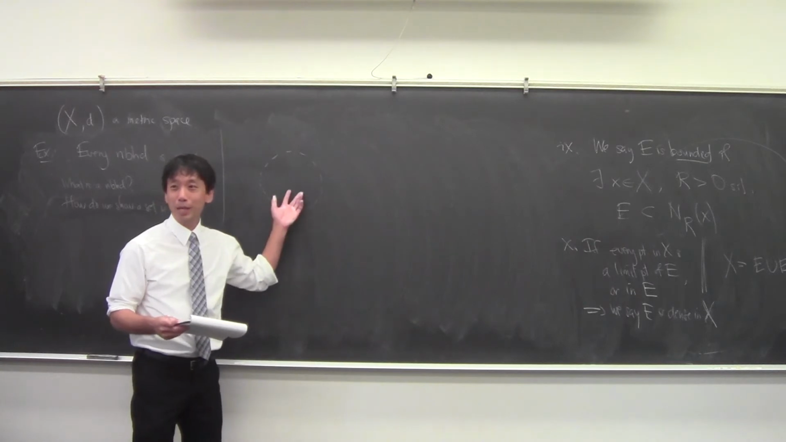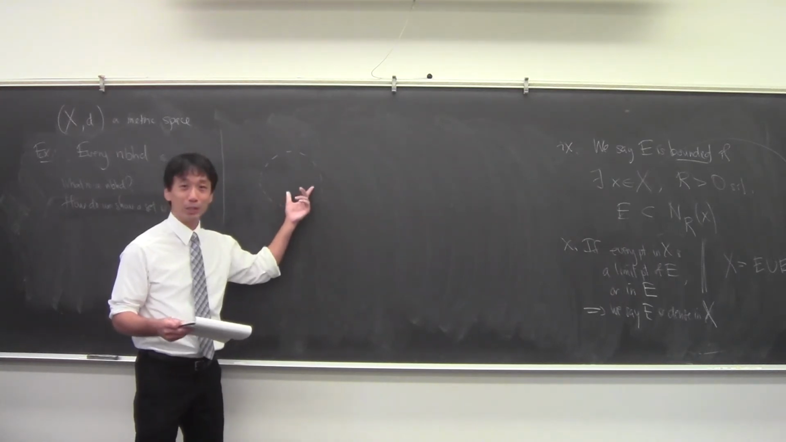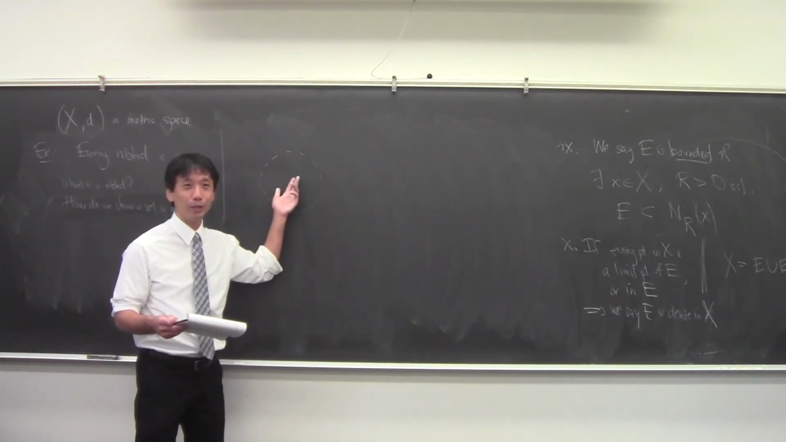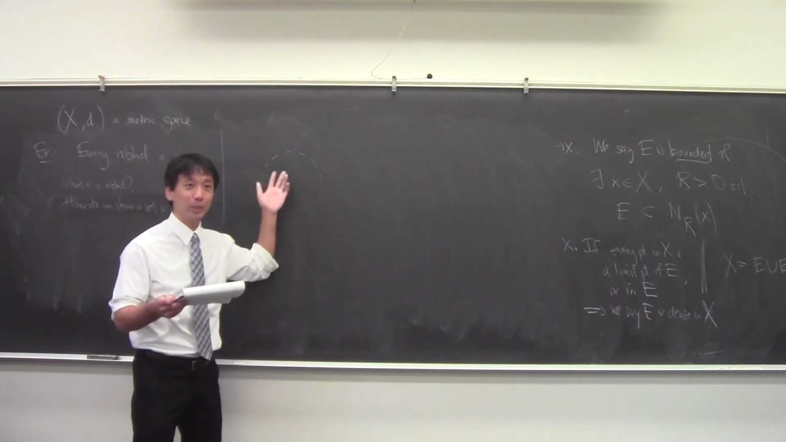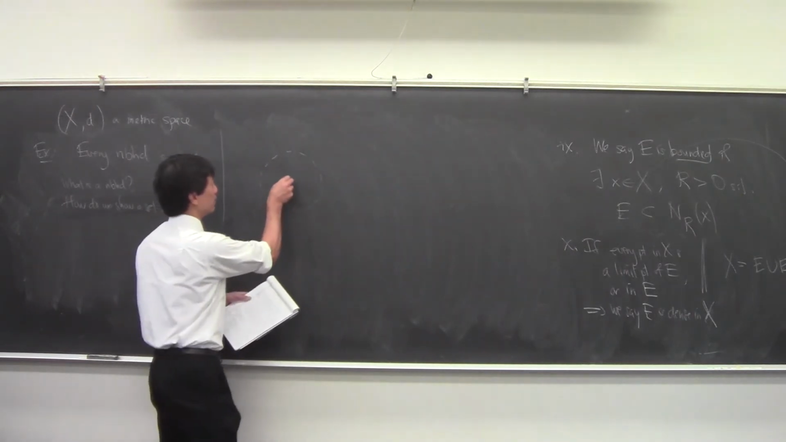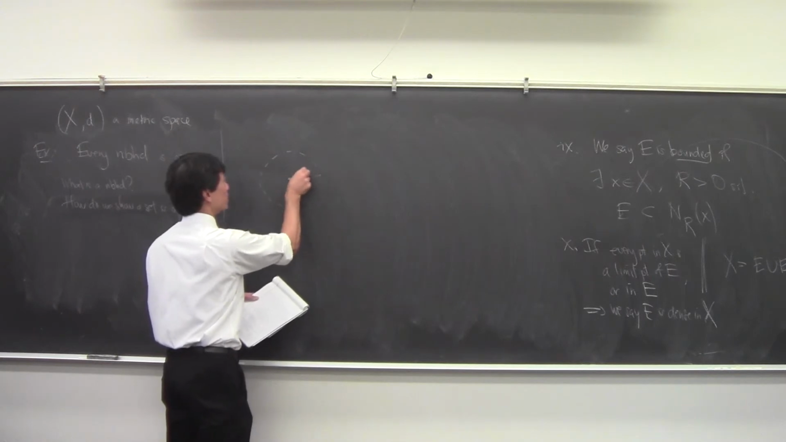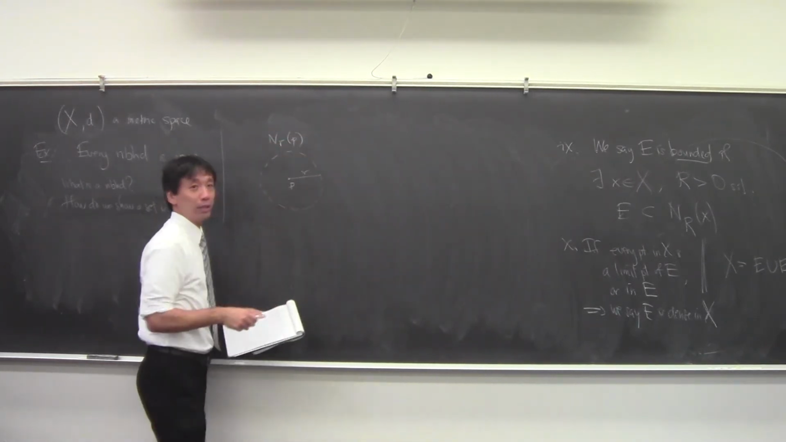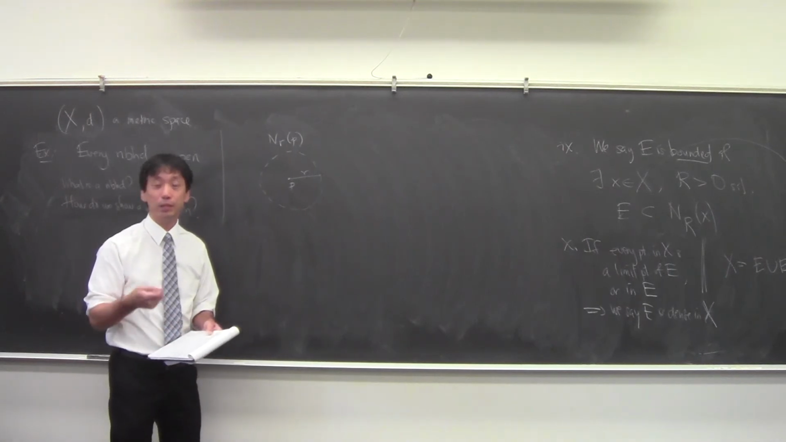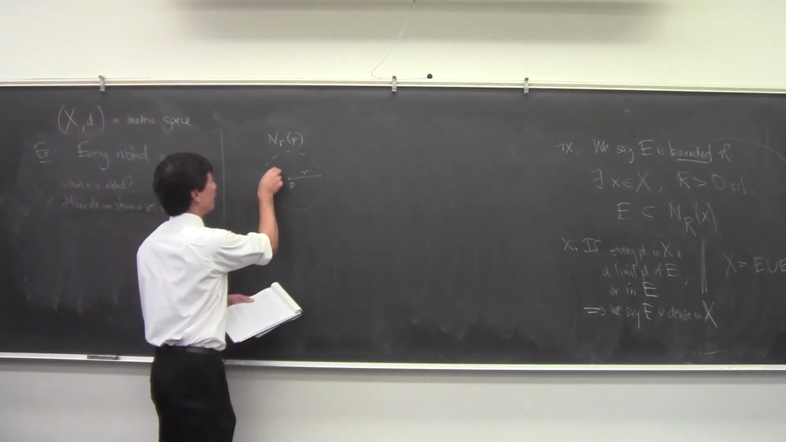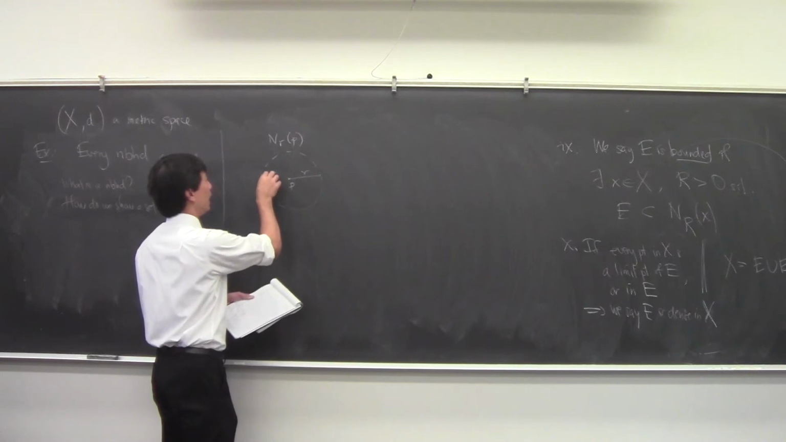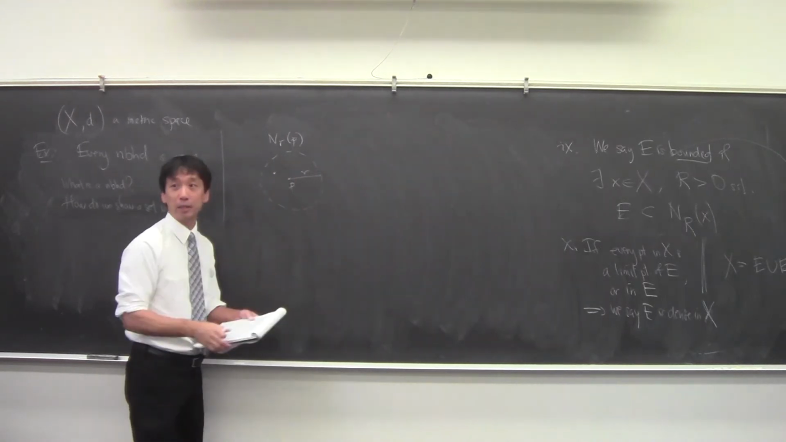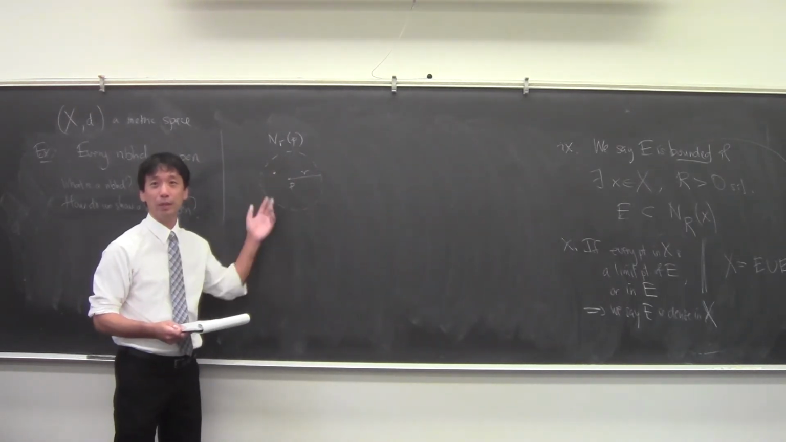So this is not a real picture, because this is a picture from R2, and we're not in R2, we're in some arbitrary metric space, but let's pretend that we're in R2. There's some center point P, there's some radius R, and we're looking at some neighborhood. We want to show that this neighborhood is open, that every point inside the set has a neighborhood that's contained inside this neighborhood.